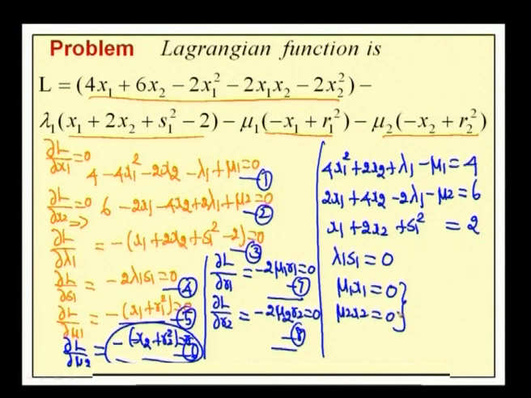So, from the Lagrangian function, by taking the partial derivative of L with respect to the decision variables and simplifying those equations, we get 4x1 plus 2x2 plus lambda 1 minus mu 1 equal to 4, 2x1 plus 4x2 minus 2 lambda 1 minus mu 2 equal to 6, x1 plus 2x2 plus s1 square equal to 2, and lambda 1 s1 equal to 0, mu 1 x1 equal to 0, mu 2 x2 equal to 0.